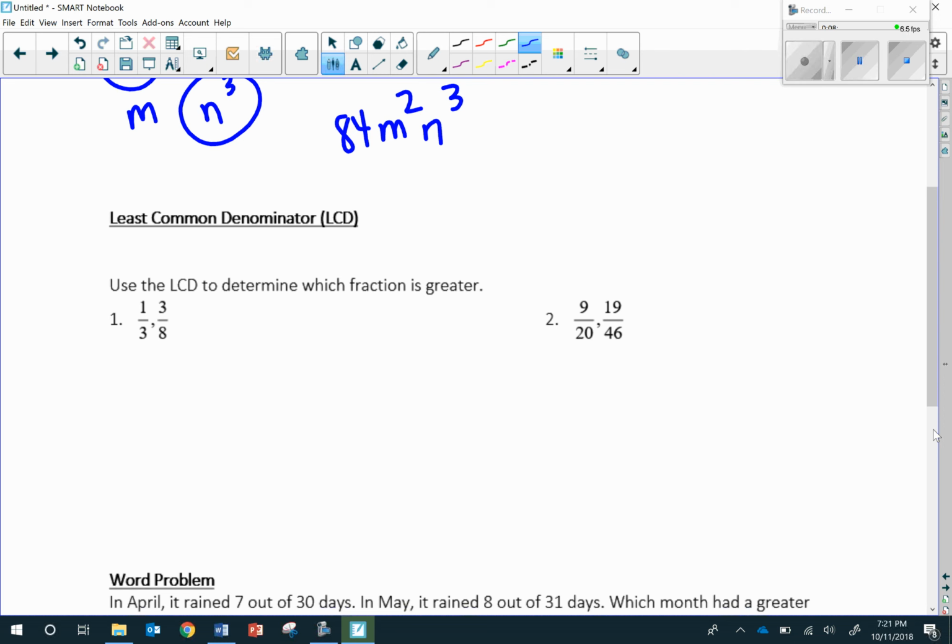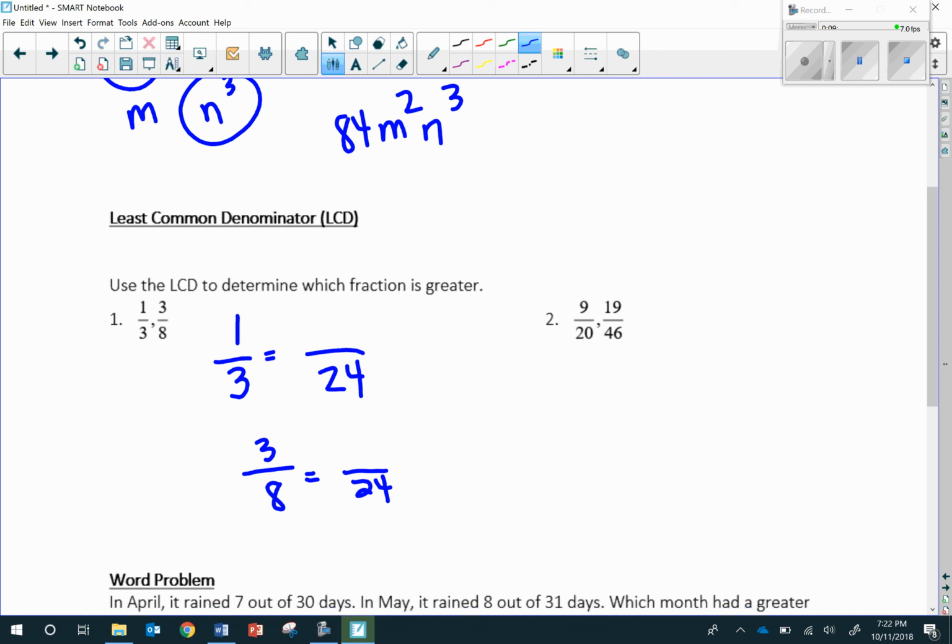All right, so in order to compare fractions, we can find the least common denominator to determine which fraction is greater. Remember, you can't simply tell which fraction is greater by looking at them or by drawing a picture. It's best to use the LCD. So the way in which we would do that, we would find the least common multiple of 3 and 8, which in this case is 24. So we're going to set 1/3 equal to 24, 24ths, and 3/8 equal to 24ths as well.